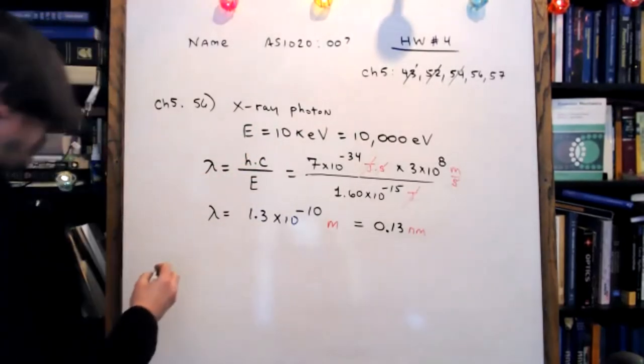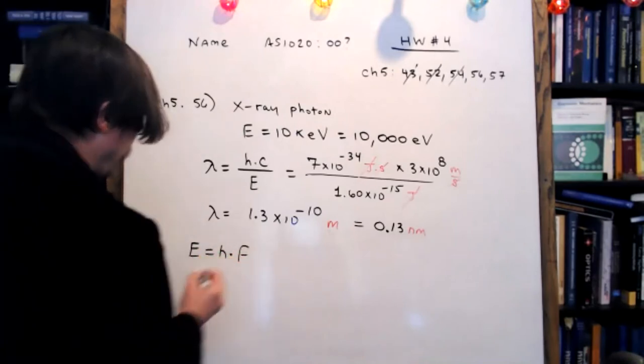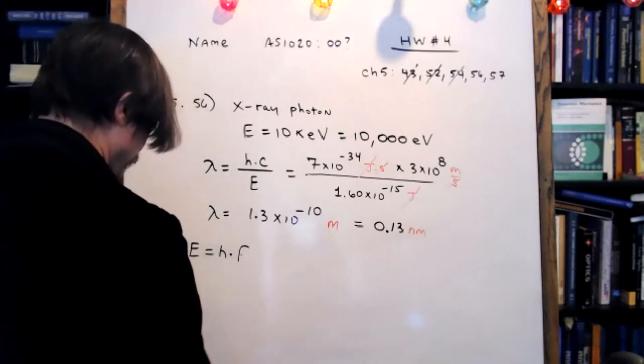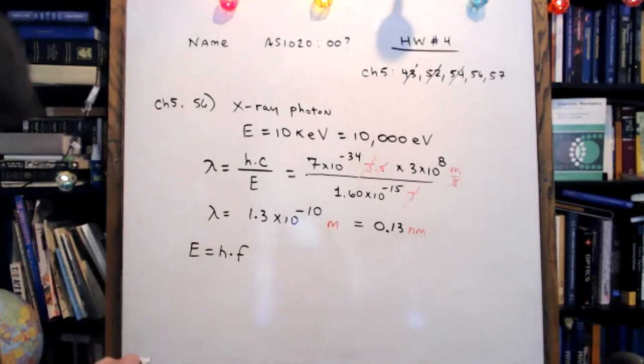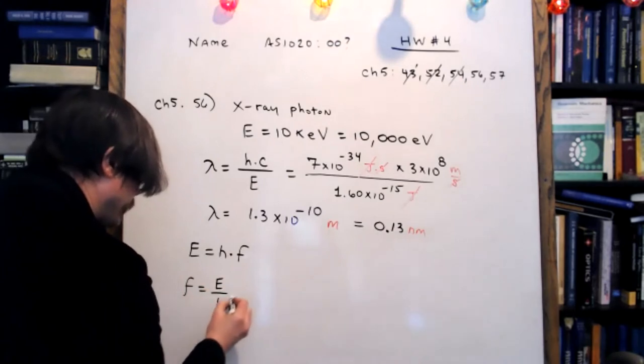No, I get it. Okay, let's use E equals H times F. Okay, Mariah, why don't you help us solve for frequency now? So you would divide the left side by H, leaving frequency equals E divided by H. Nice, now you're getting it. All right.